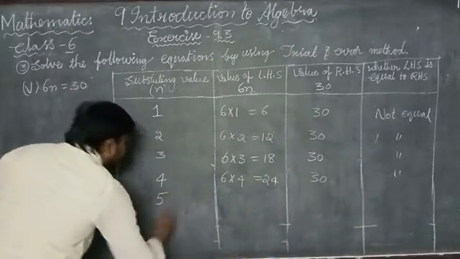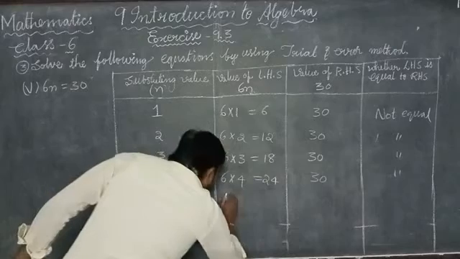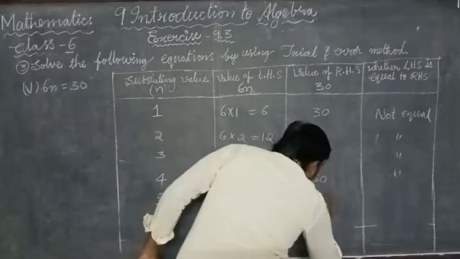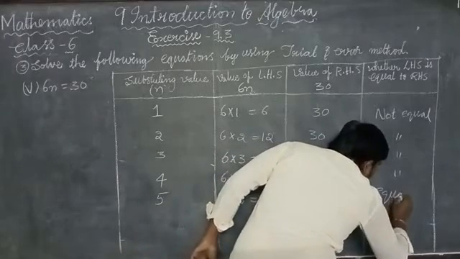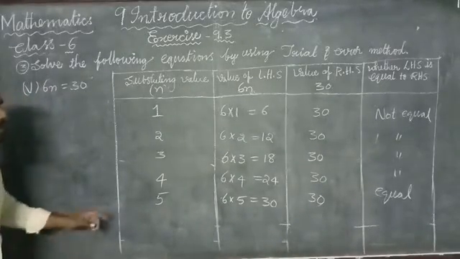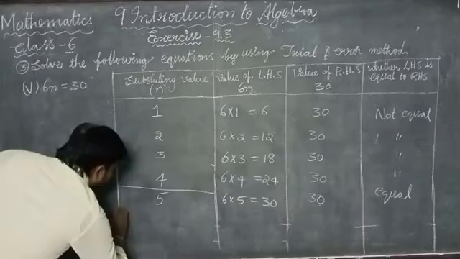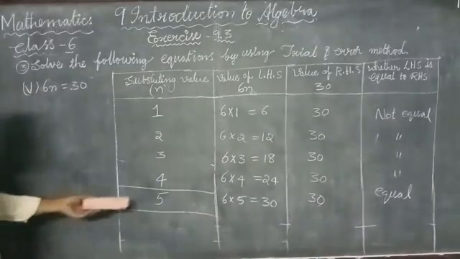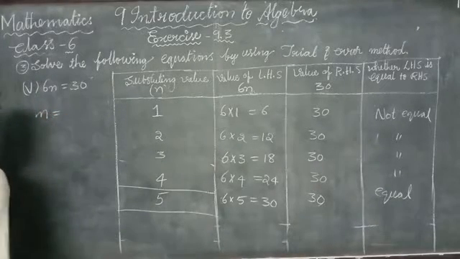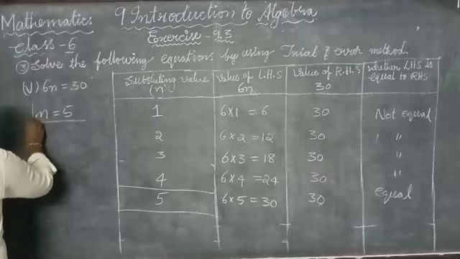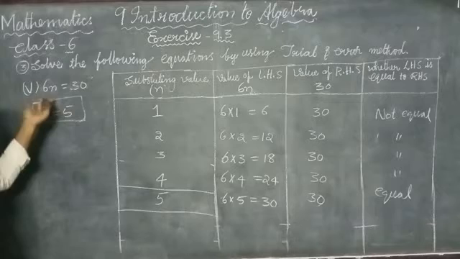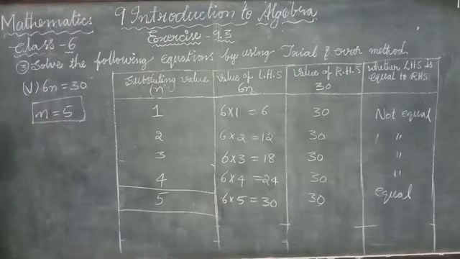Now the value of n is 5. Then 6 into 5 equals 30. Here 30 equals 30, so the condition is equal. The LHS part and RHS part are equal. When n equals 5, the equation is satisfied. So n equals 5. If n equals 5, then the equation is possible.